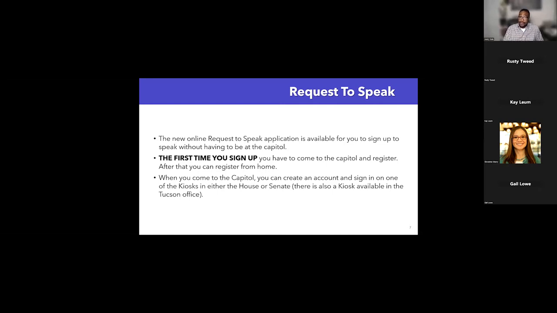So when you go to the Capitol, you create an account, you sign in at one of the little kiosks. It's either going to be in the House or the Senate. And they also have a kiosk available at the Tucson office.